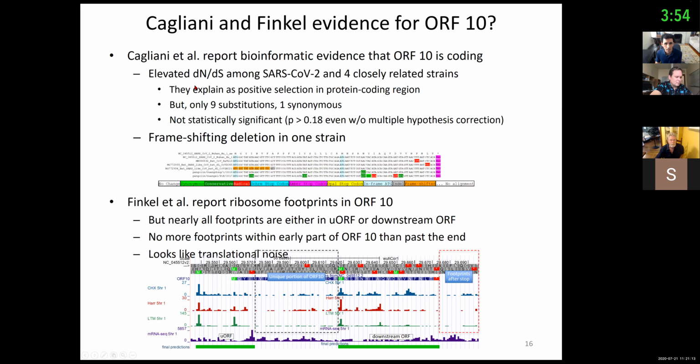So basically, Cagliani excluded a frame-shifting deletion in one of the strains. It only used 6 strains instead of the 44 strains that we're looking at here. And in one of them, there was a frame-shifting mutation. That one was deemed to be possibly a sequencing error, so it was not analyzed in detail. And Finkel also reported footprints for ORF10, but if you look at where the translational footprints are, they are before that ORF or after that ORF, but not quite within the unique portion of ORF10. So that suggests that ORF10 is probably not a protein coding gene.